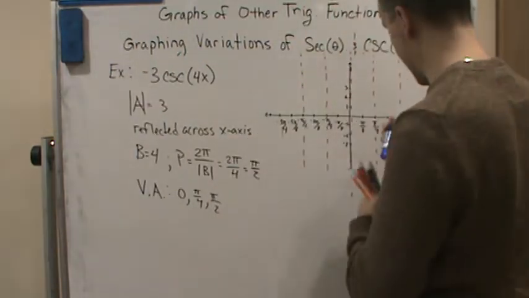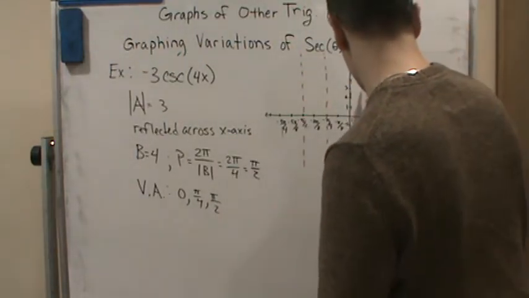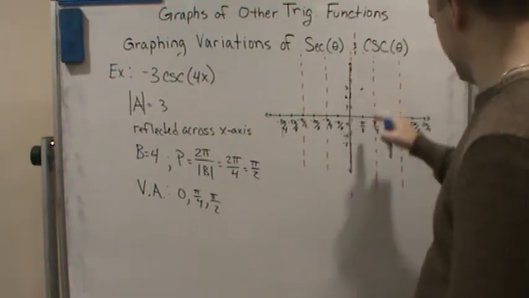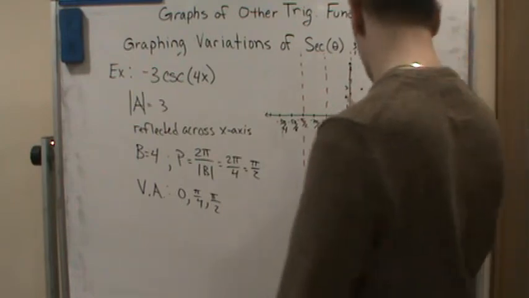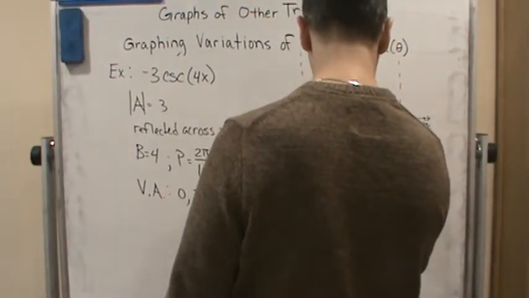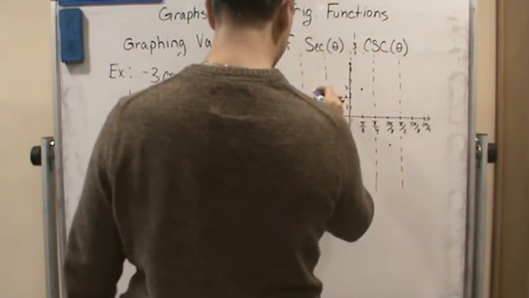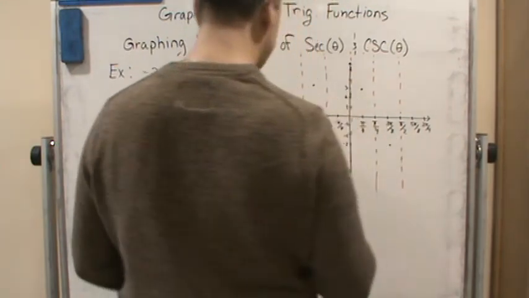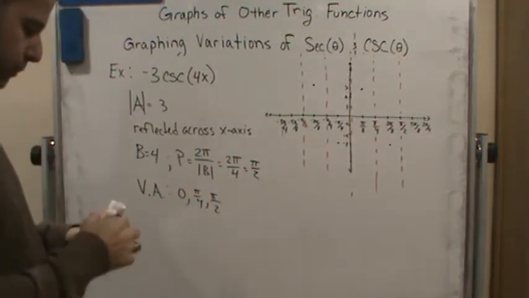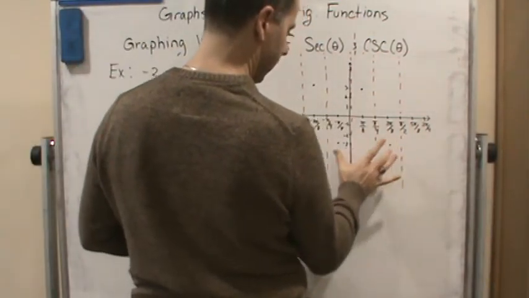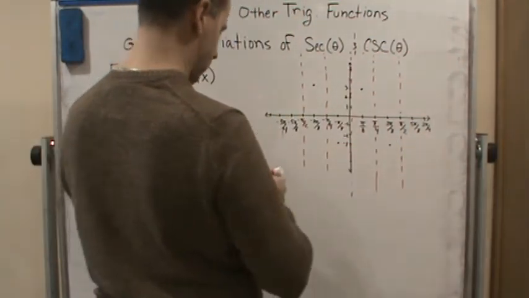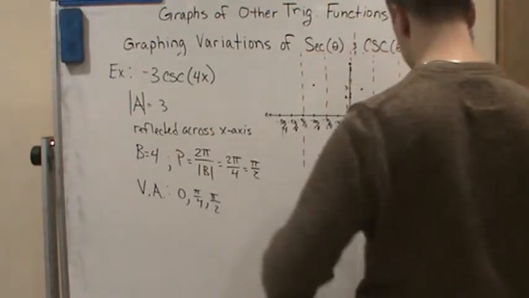Now let's plot our points. This is going to be here, and then it's going to alternate. The next one is going to be down here, at negative 3. And then over here, down at negative 3, and then up here, at positive 3. Again, I only have to do 1 period. One period would just be here, here, or here. But let's just fill it in.